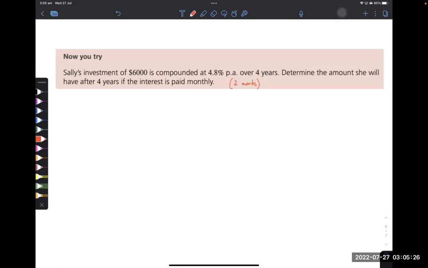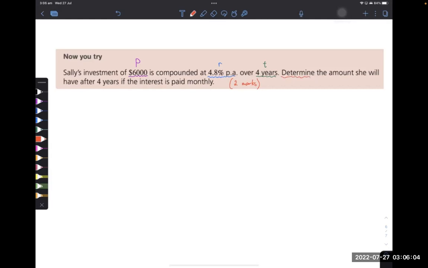Hopefully you've had a chance to try this now. I'll go through this question. So here we have Sally's investment, $6,000. It's compounded at 4.8% per annum over 4 years. Determine the amount she will receive after 4 years if the interest is paid monthly. Okay, so we're going to go through again. $6,000 is our principal amount. 4.8% per annum is our rate. 4 years is our time.